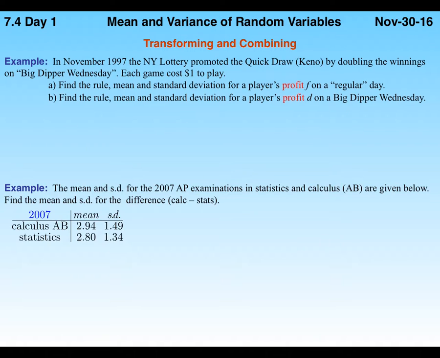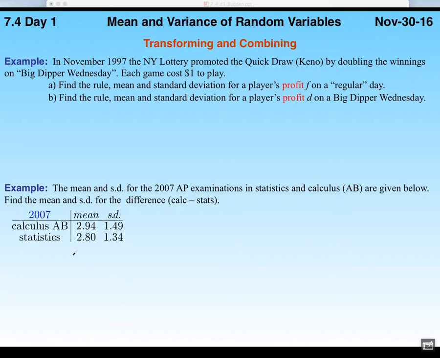Okay, so we're going to do the top example, not the bottom one, so write this somewhere on the bottom of page 11. In November 1997, the New York Lottery promoted the quick draw Keno, so what we talked about before, by doubling the winnings on Big Dipper Wednesday. Each game costs $1 to play. So for A, I would like you to find the rule, the mean, and the standard deviation for a player's profit on a regular day. So we're going to do that one together, and you're going to do B. Okay, so our rule. So I'm looking for a formula. So what is the profit in terms of W, the winnings?